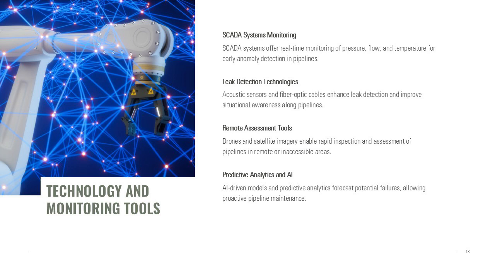Advanced technologies play a vital role in pipeline integrity and incident preparedness. SCADA systems provide real-time monitoring of pressure, flow, and temperature, enabling early detection of anomalies. Leak detection technologies, including acoustic sensors and fiber optic cables, enhance situational awareness. Drones and satellite imagery support rapid assessment of remote areas.